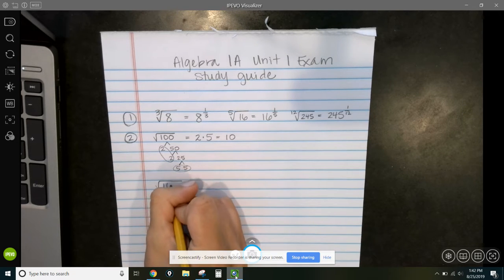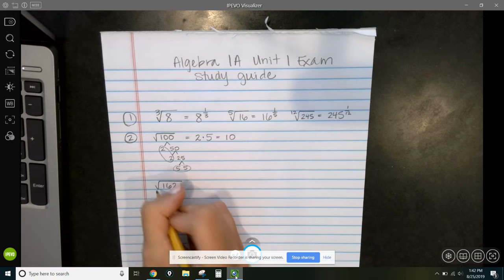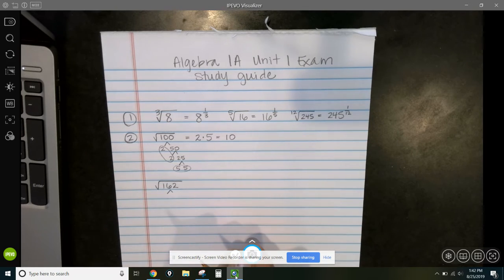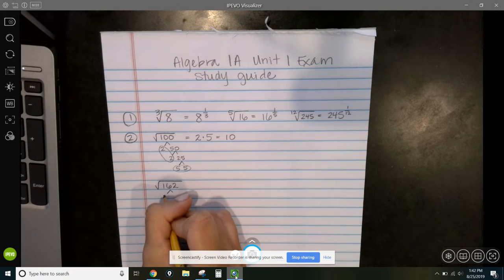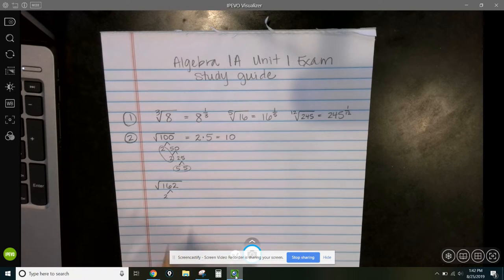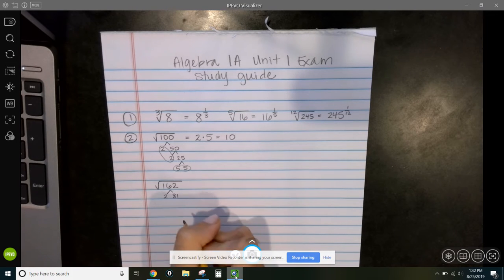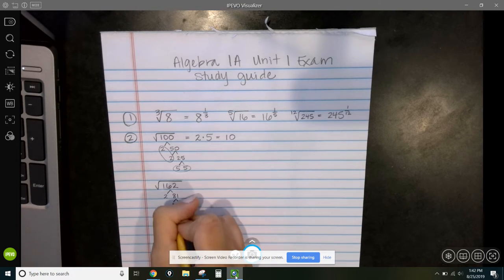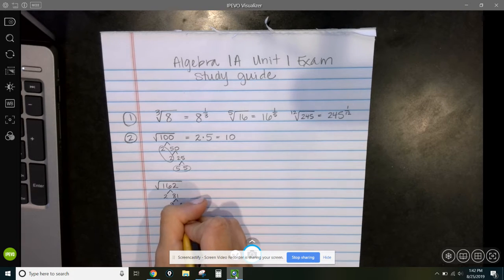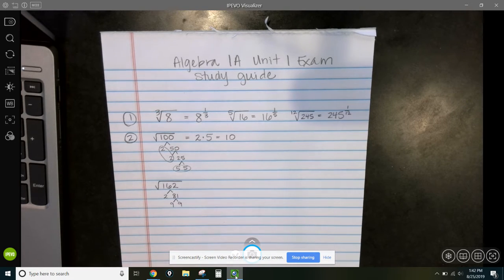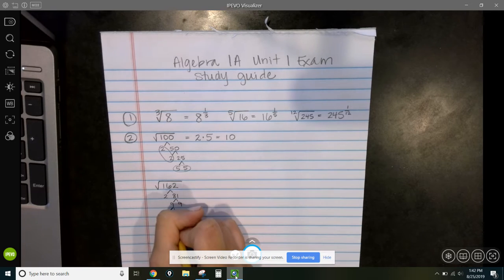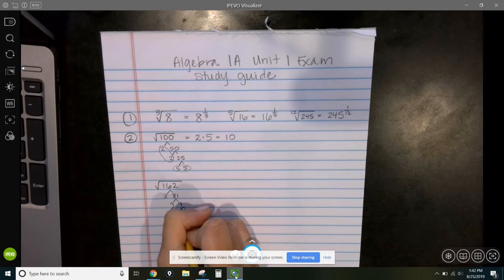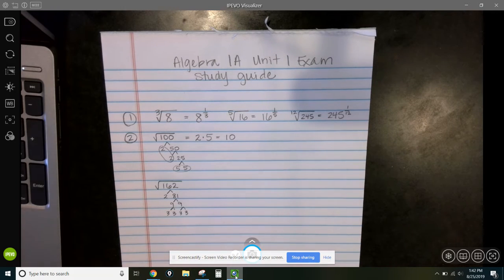Let's do the square root of 162. So again, I'm going to break this up using like a factor tree. I know it's even, so I'm going to say that's 2 times 81. And then 81 I know is 9 times 9. And 9 I know is 3 times 3, and this 9 is 3 times 3. So I have it broken up into 2 times 3 times 3 times 3 times 3.